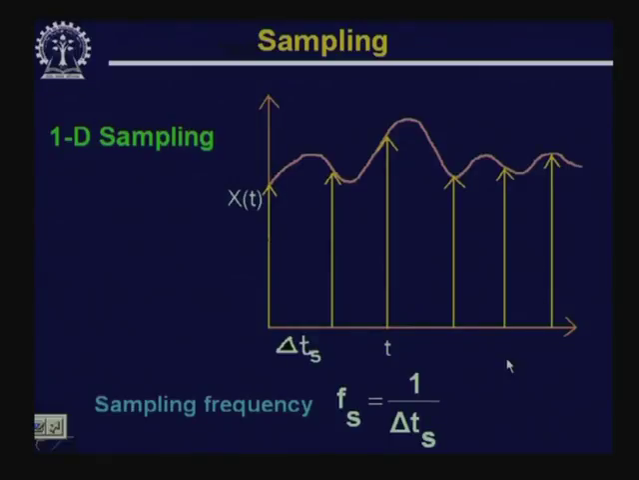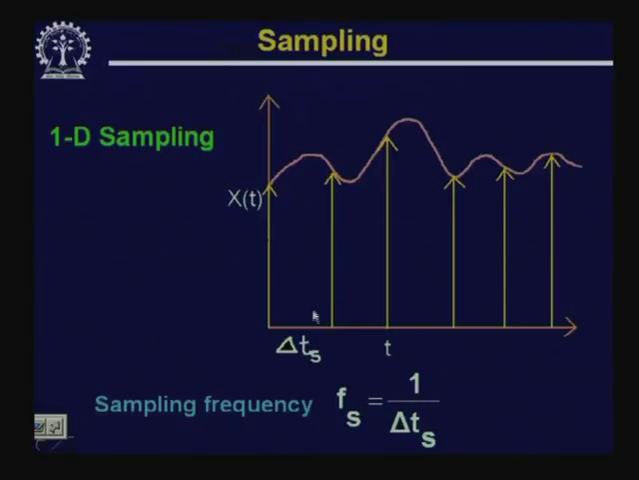In this figure, it is shown that we take the value of the signal x(t) at t equal to 0. We also consider the value of the signal at t equal to delta t s, at t equal to 2 delta t s, at t equal to 3 delta t s, and so on. So, instead of considering the signal values at every possible instant, we are considering the signal values at some discrete instants of time. This is the process known as sampling. Here, since we are considering the signal values at an interval of delta t s, we can find out the sampling frequency. Delta t s is the sampling interval, and the corresponding sampling frequency, if I represent it by f s, becomes 1 upon delta t s.